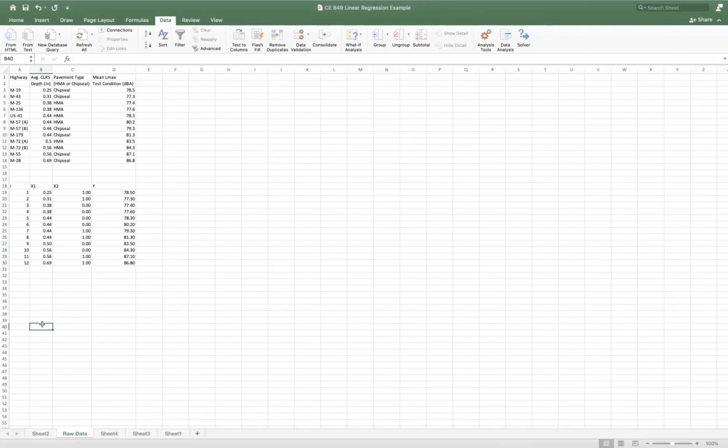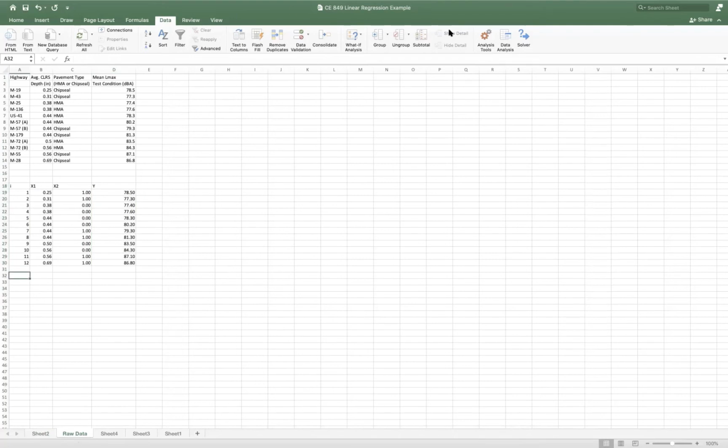We've taken the information that was summarized in the PowerPoint slides. We have X1, which is our rumble strip depth in inches. We have X2, which is a binary indicator variable equal to 1 for chip seal or 0 for HMA pavements. And Y is our peak noise level in decibels.